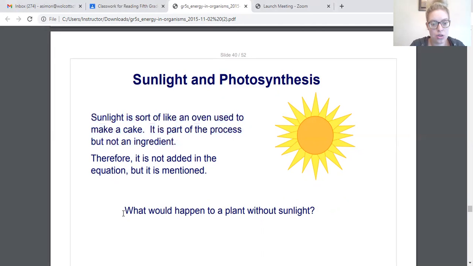So what would happen to a plant without sunlight? Well, without sunlight, photosynthesis would not even occur.